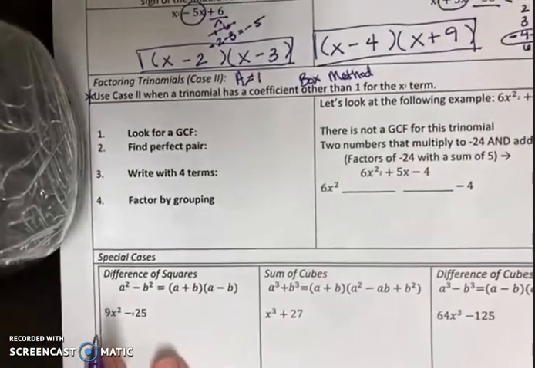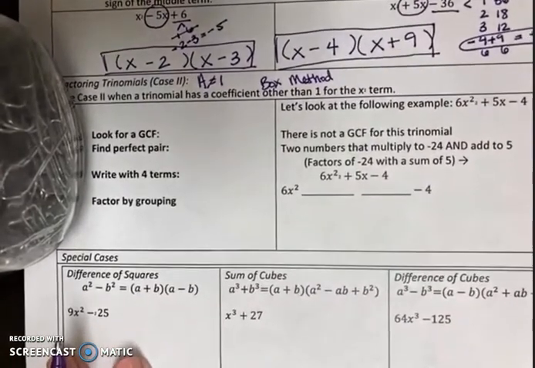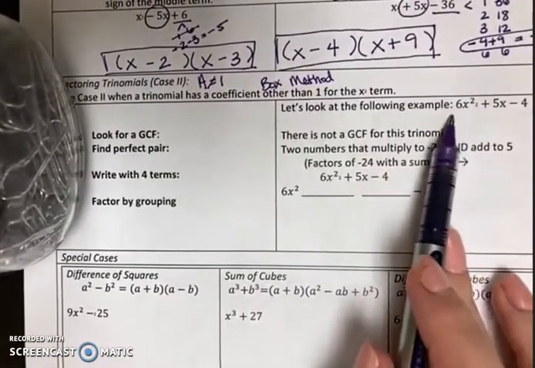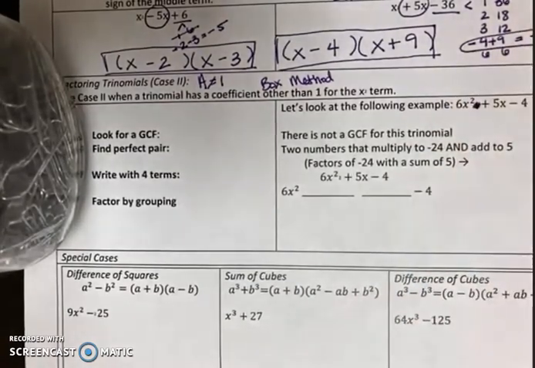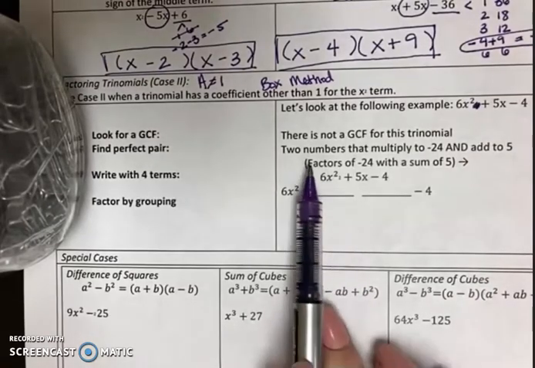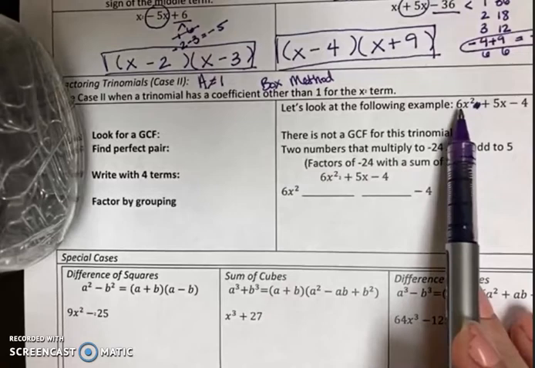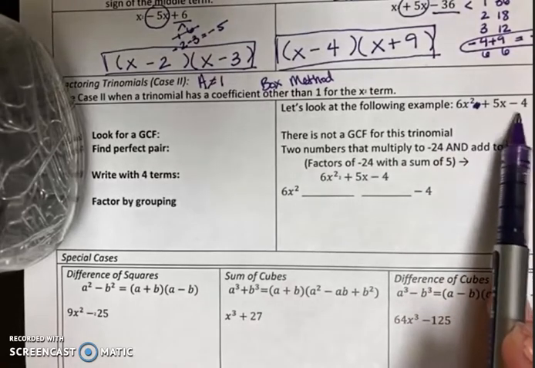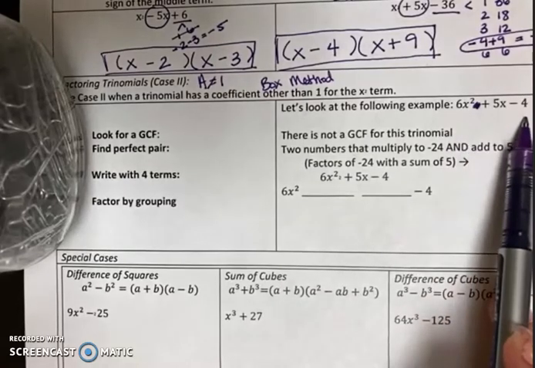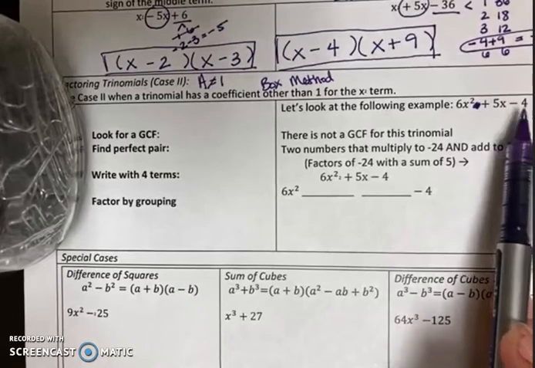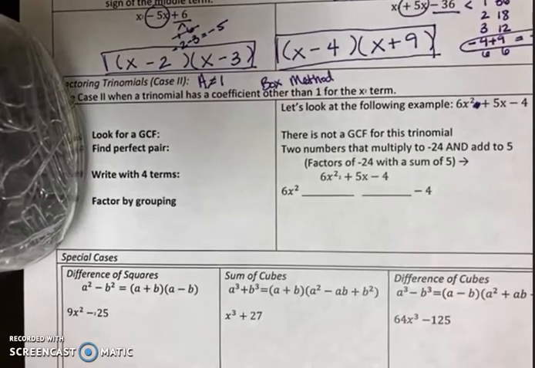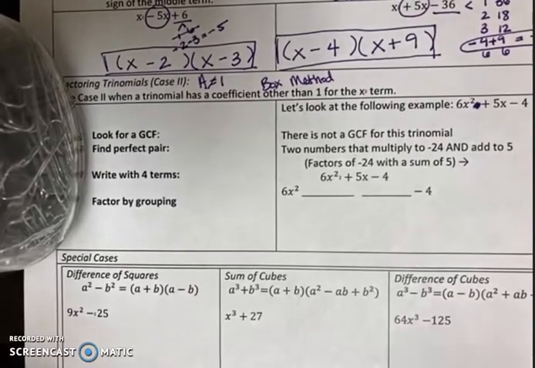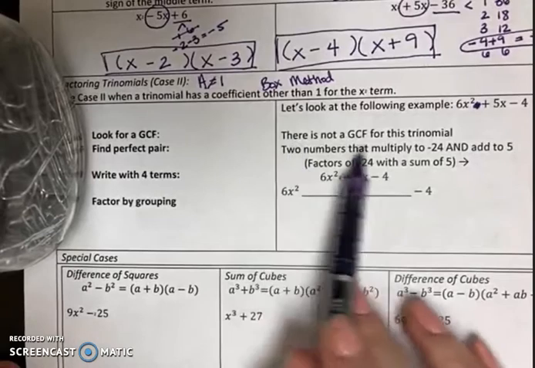So I'm going to follow these steps while looking at this example: 6x squared plus 5x minus 4. Sorry, I had a little typo there. Okay, so when I'm looking at 6x squared plus 5x minus 4, there is no GCF. They don't all 3 have the variable x because of this last term, so I can't pull that out. And 6, 5, and 4 are not divisible by anything other than 1. So we're just going to say, okay, there's no GCF.